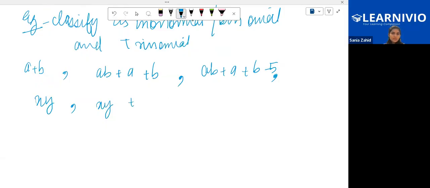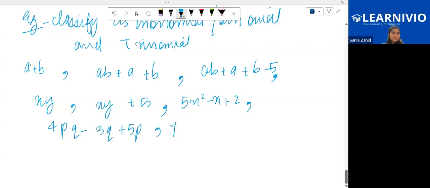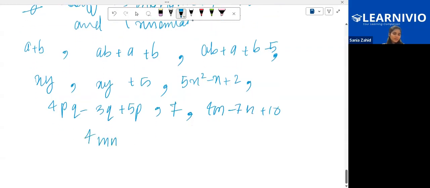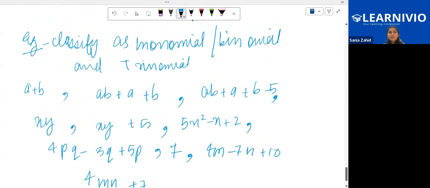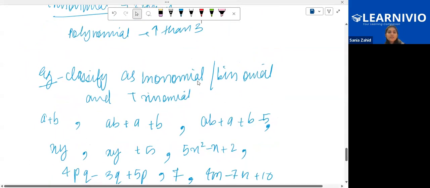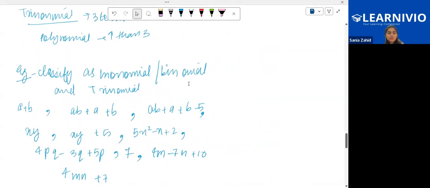1 second, please. xy plus 5, 5x square minus x plus 2, 4pq minus 3q plus 5p, 7, 4m minus 7n plus 10, and the last one is 4mn plus 7. See, in this question, what you have to do is classify the given expressions, whether they are monomial, binomial, or trinomial. Okay.